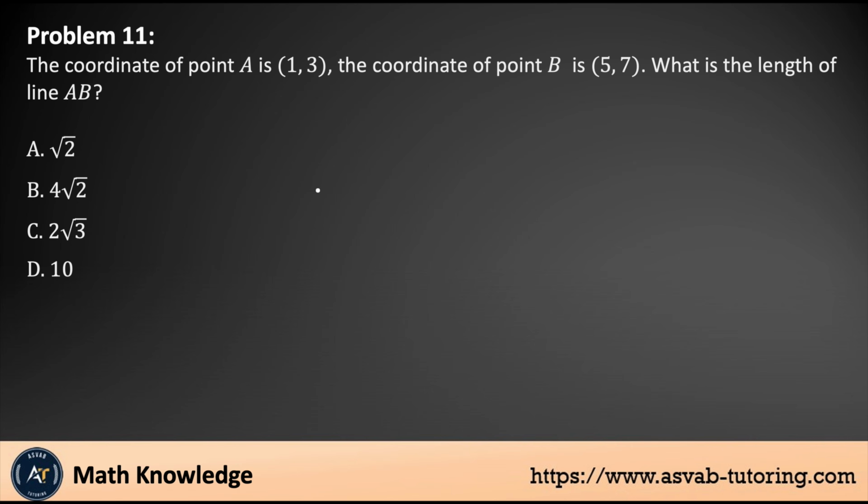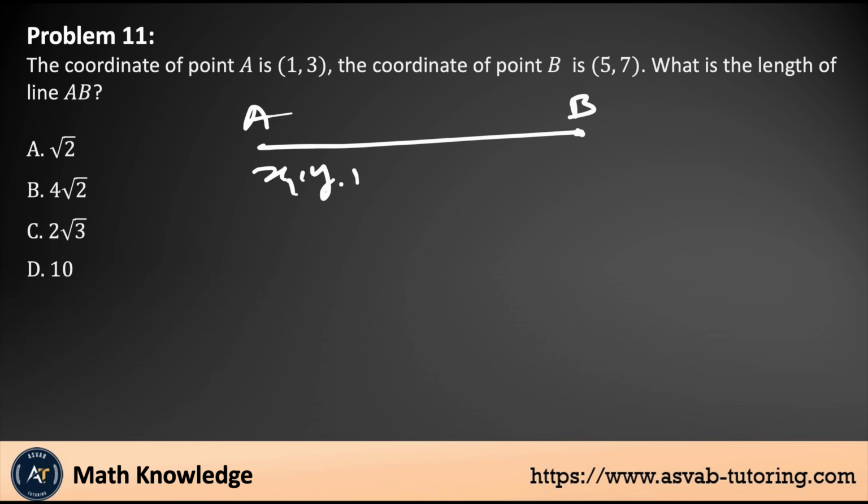The next problem is problem number 11. So the coordinate of point A is this and point B is 5, 7. What is the length of AB? So let's draw this one. So if this is the point A and B, if you say it is x1 y1 and x2 y2, right?